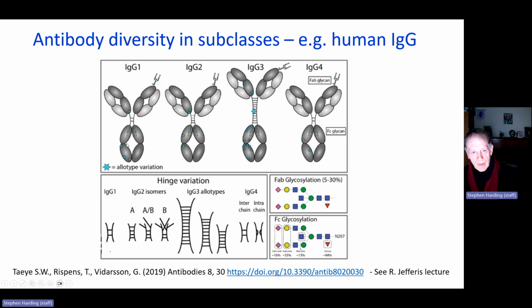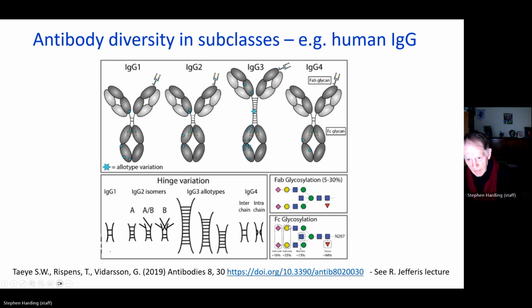First of all, these are the overall structures of the different subclasses. Again, you can see the variation in the hinge regions between the different subclasses, and this is shown in more detail here. And then we can get, this is the Fc glycosylation here, linked to asparagine 297.